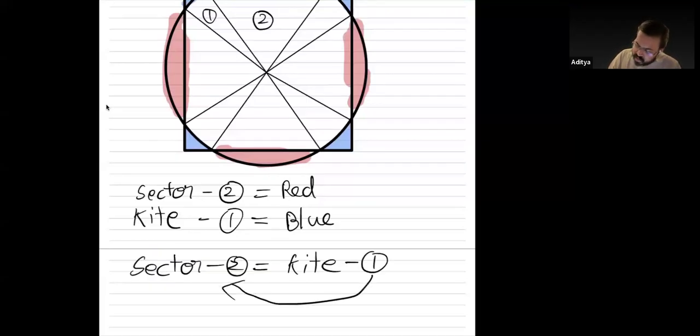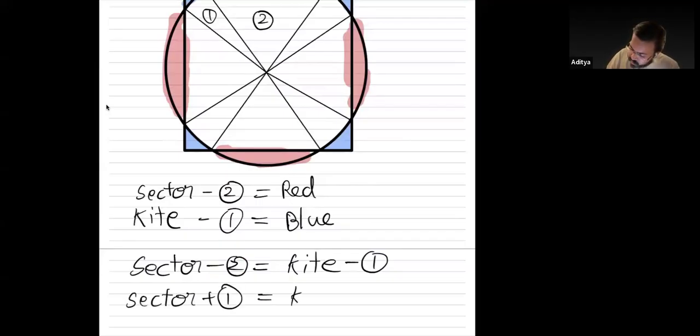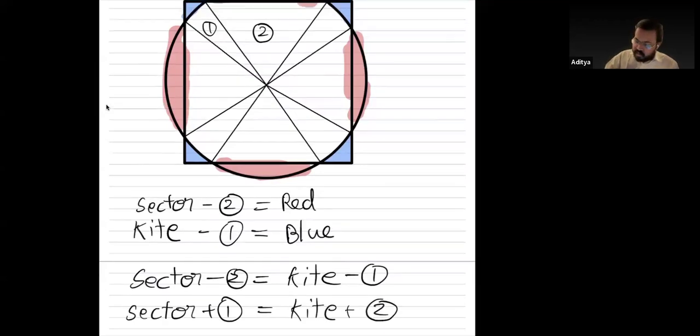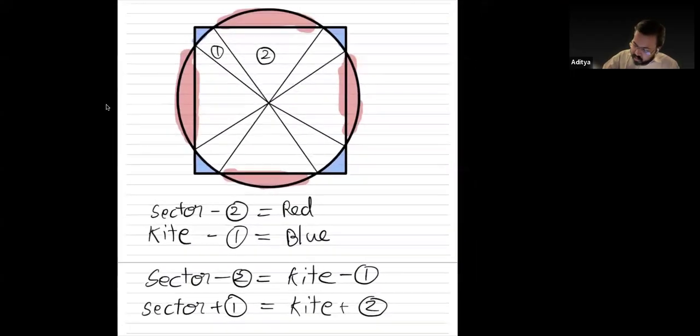Now I can bring this negative area to the other side and this negative area 2 to the other side. What I end up getting is sector plus region 1 is equal to kite plus region 2. Now give some attention to what was the sector and what was the kite region that we were initially talking about. This big region is the sector region that we are talking about. To that we are adding region 1, which is another sector region. So two adjacent sectors can be combined simply.